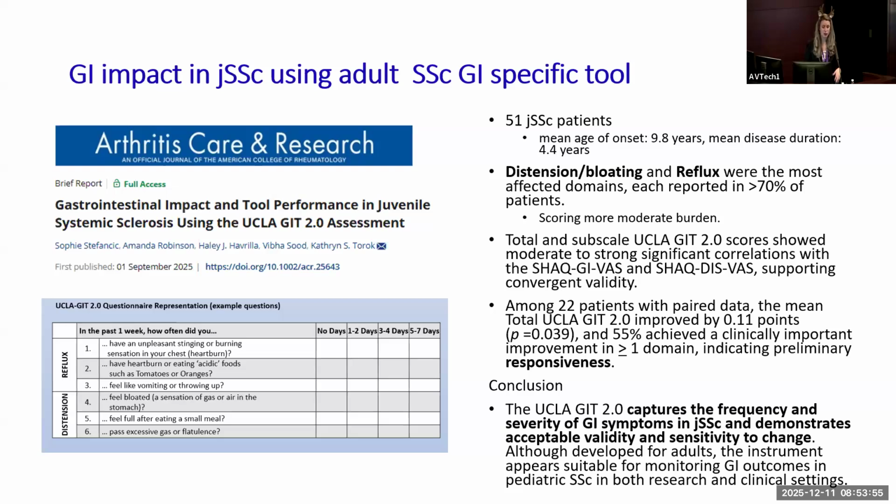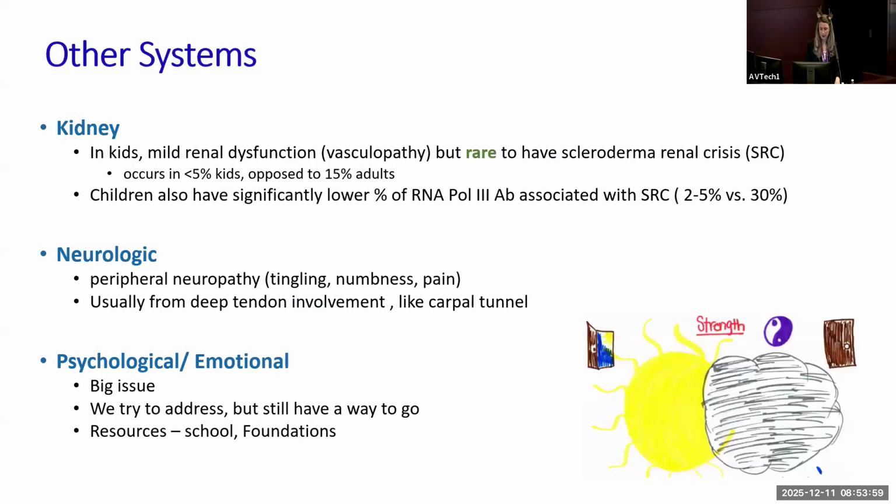So we're hoping to use this, like we use in our clinic, but more formally, moving forward. And then other symptoms: we mentioned the scleroderma renal crisis in passing. It doesn't happen that often because the kids have that low antibody positivity. There are some neurologic issues, but they're not central. They're usually peripheral from the tightness of the skin, usually like a carpal tunnel.